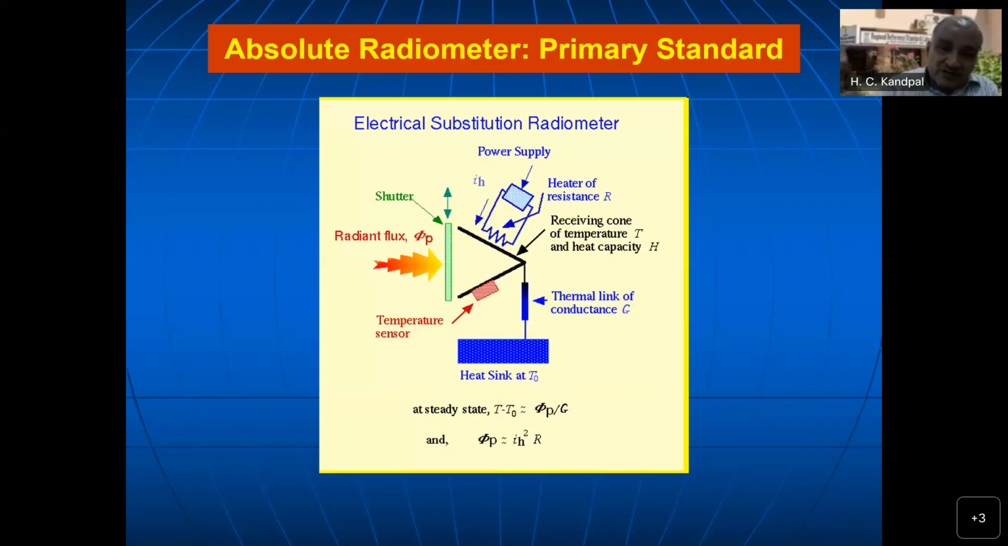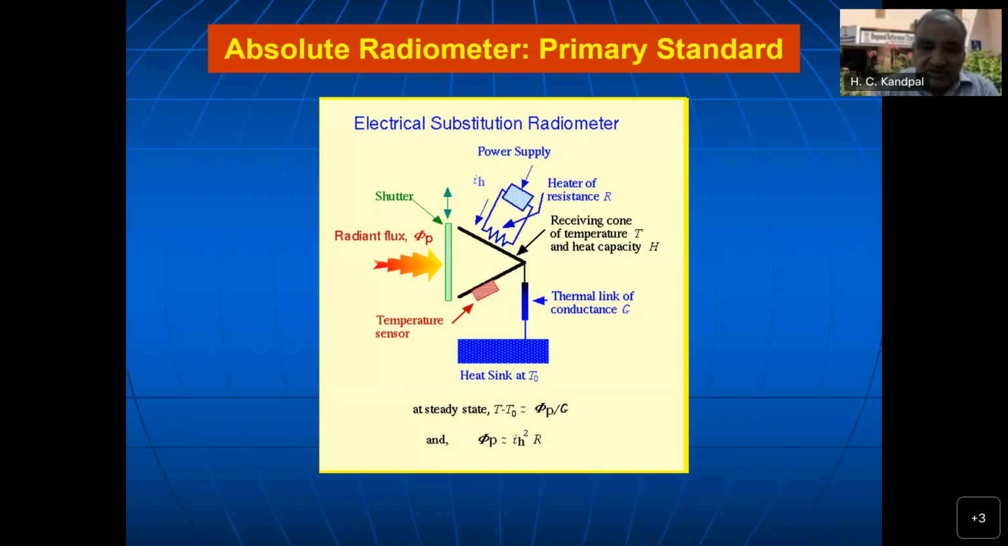Whatever temperature rise takes place as a result of the absorption of radiation, reaching a steady state, that steady state is then reproduced by heating the detector by means of an electrical heater, because we can define current and voltage parameters with greater accuracy, and they are well defined. Current can be defined to a greater accuracy with the least uncertainty.